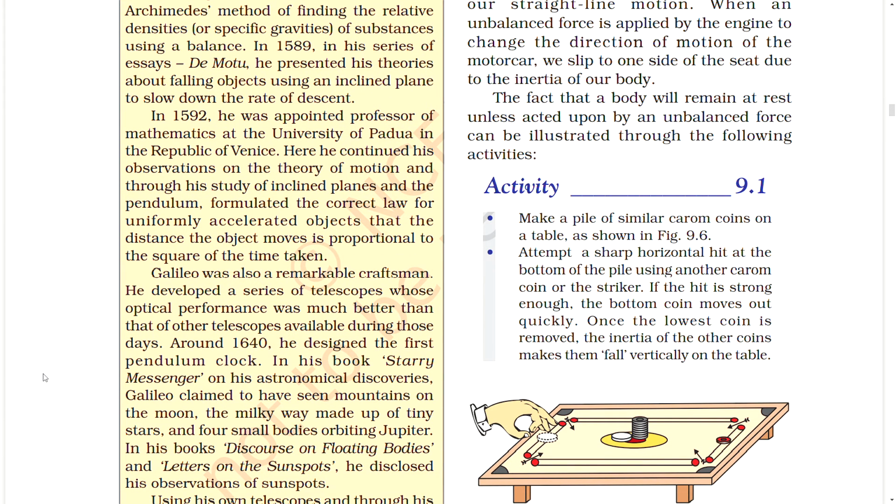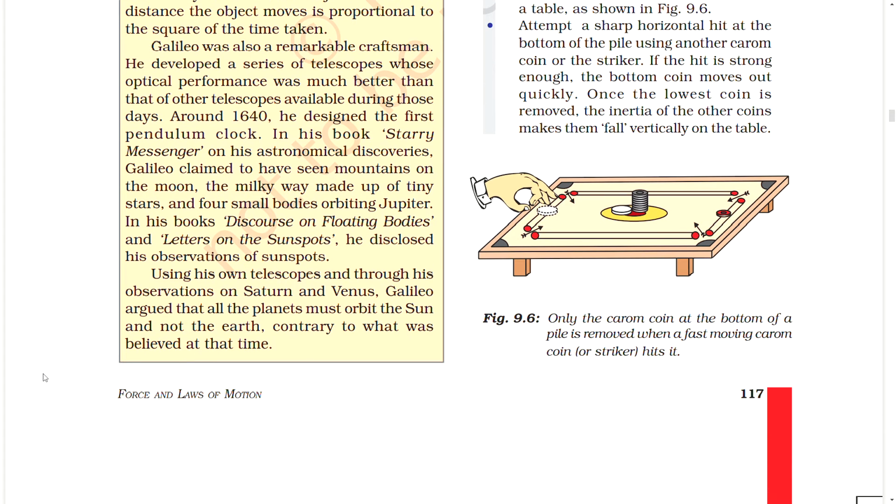Activity 9.1. Do this. Make a pile of similar carom coins on a table as shown in the figure. Attempt a sharp horizontal hit at the bottom of the pile using another carom coin or the striker. If the hit is strong enough, the bottom coin moves out quickly. Once the lowest coin is removed, the inertia of the other coins makes them fall vertically on the table. Figure: only the carom coin at the bottom of a pile is removed when a fast moving carom coin or striker hits it.